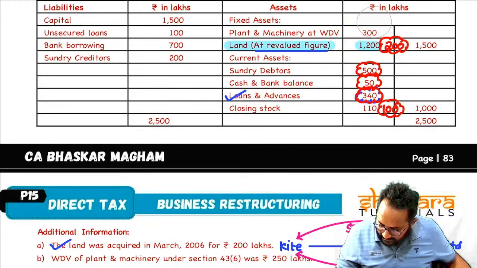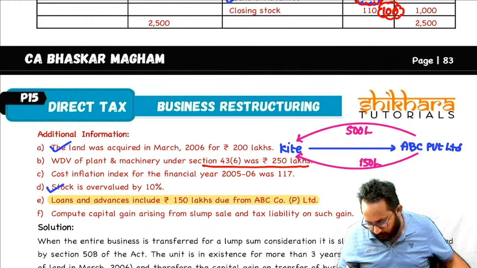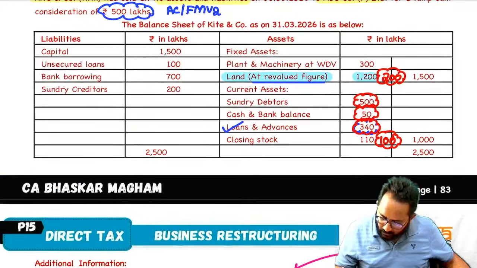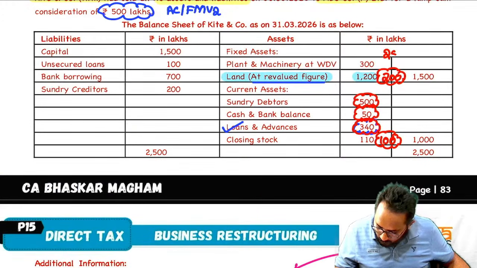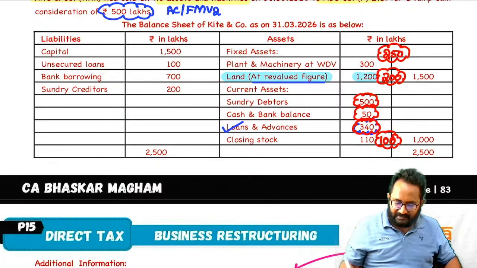WDV as per Income Tax Act 1961 is how much, ma? 250. We have to take 250. Sorry, I didn't see that. Instead of this, how much I have to take? 250. Ma, WDV as per books is given, but I want to take the WDV as per Income Tax Act 1961.